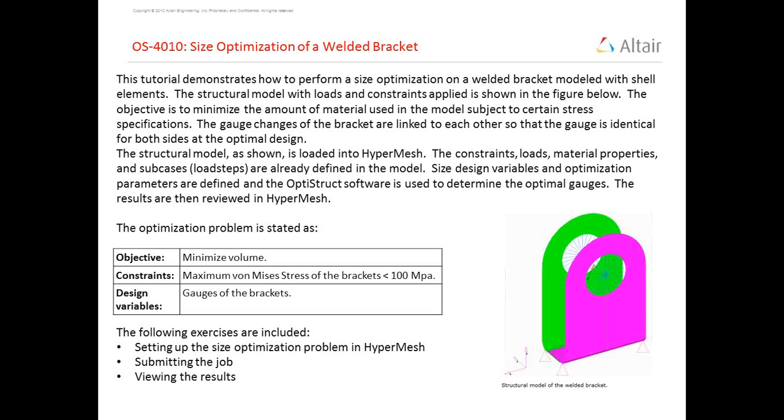The optimization problem is stated as follows: my objective is to minimize the volume. My constraint is that the maximum von Mises stress of the bracket should be less than 100 MPa. My design variable is the gauges of the brackets. In this exercise, we will see the setup of the optimization problem for size optimization, submitting the job to OptiStruct, and viewing the results by using HyperView.